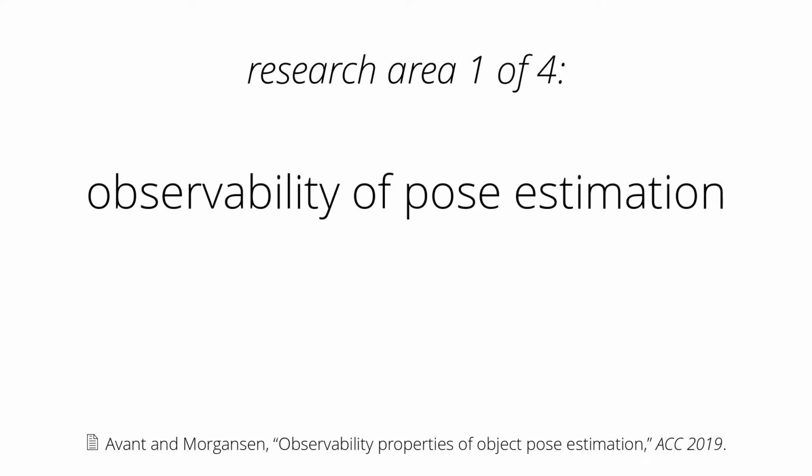So the first area of research is the observability of the pose estimation problem. In this section, we'll consider the problem of pose estimation and fit this problem into the framework of control theory by letting our state be the pose of the object and our measurement be the entire camera image of the object. And then we'll apply the observability gradient to analyze this system.